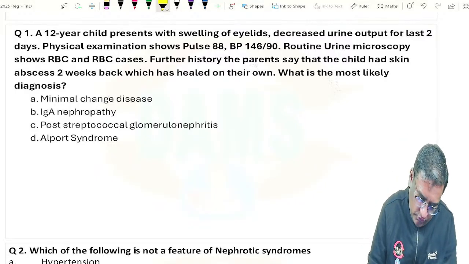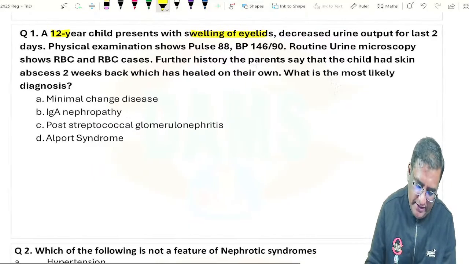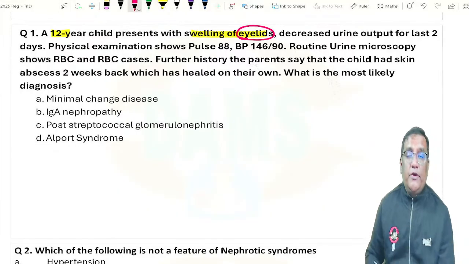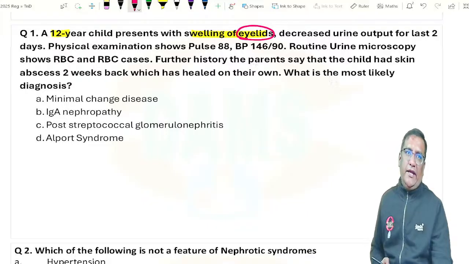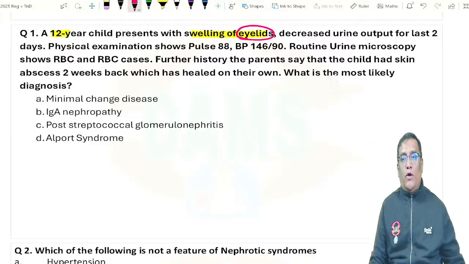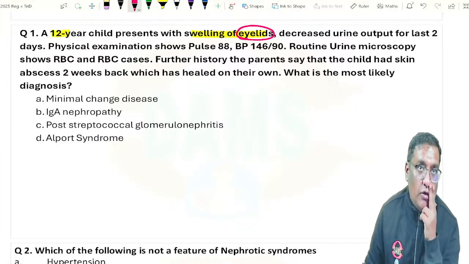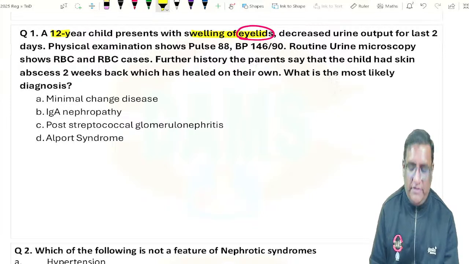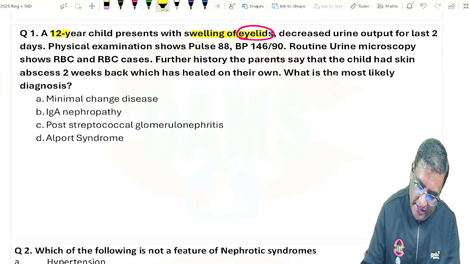What is this question? A 12-year-old child presents with swelling of eyelids. So very important, the swelling of eyelids is periorbital edema, isn't it? Periorbital edema, most likely to be renal. So commonly renal edemas are periorbital in nature, but that doesn't mean anything. But yes, I'm keeping that in mind first. Okay. Then next, decreased urine output.